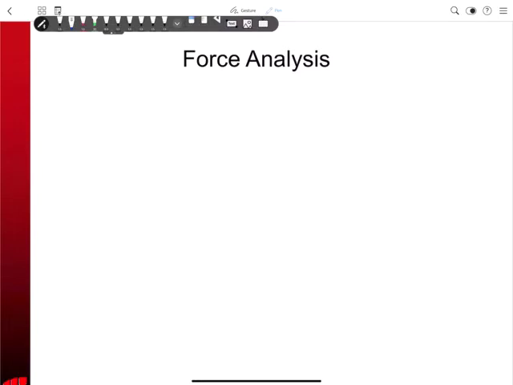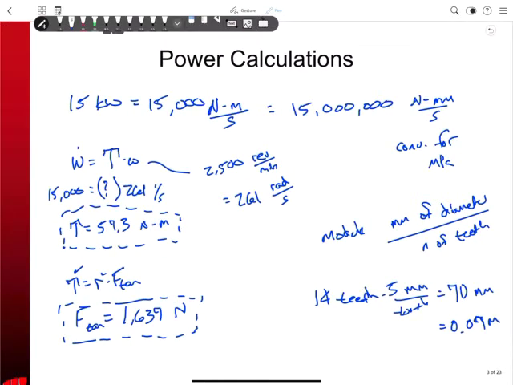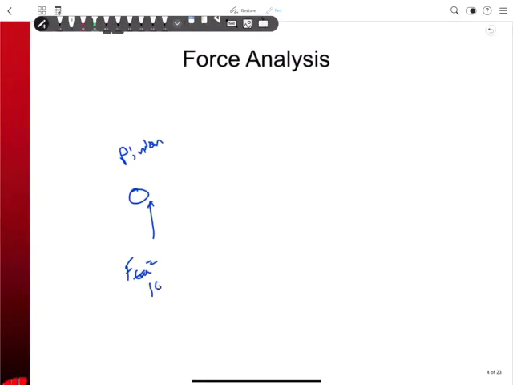Force analysis. I think I actually did that. Oh, well, we better do this too. So I've got a pinion. Let's go from left to right. I've got a pinion, and the F tan there is, what is it, 1637? Right, and that drives an idler.